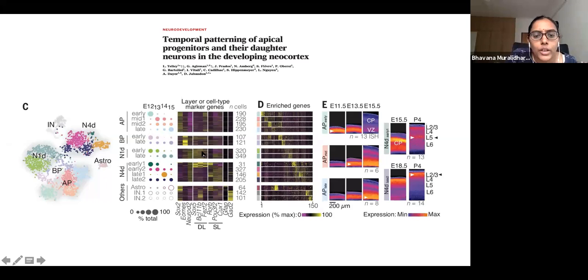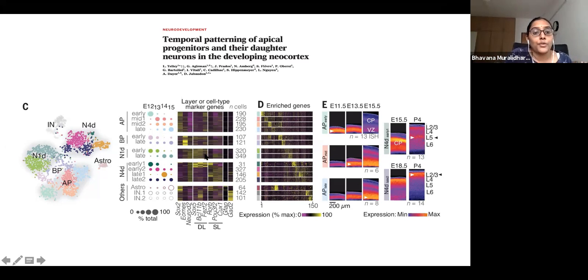Then as you become newly post-mitotic, you start expressing genes depending on which layer. So if you are a deep layer neuron, which is layer 5 and 6, you will express SOX5, BCL11B, which is CTIP2, and FEZF2. FEZF2 is a marker for layer 5, I told you about it. So these newly post-mitotic neurons start expressing these genes.